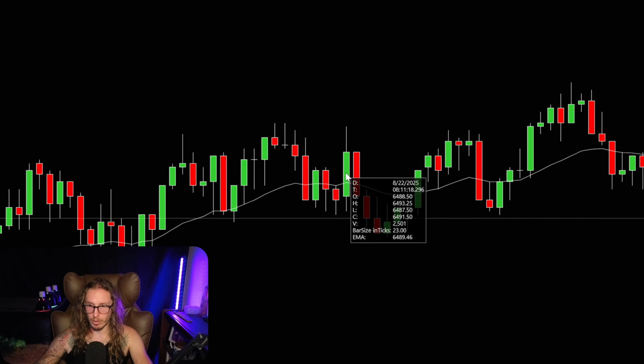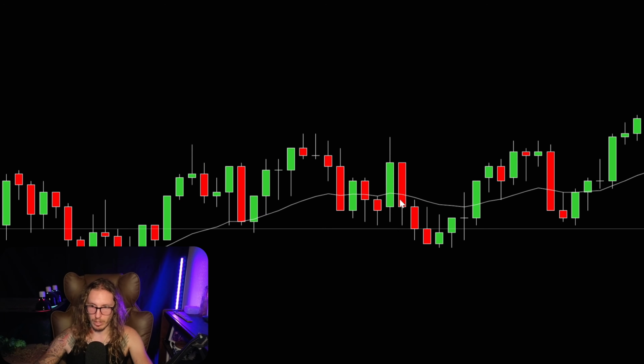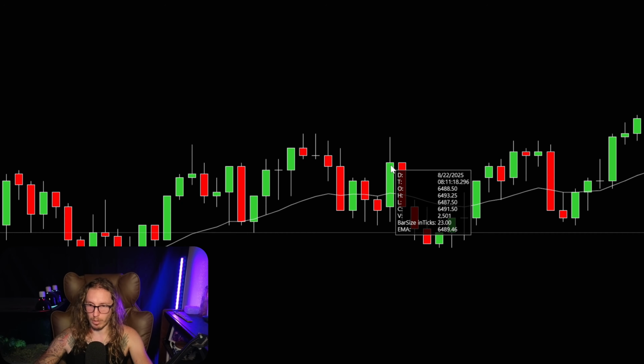So if I hover over this and I middle click on it, you can see some information. So what do you see? You see that this bar was on August 22nd, 2025. It printed at 8:11 and 18 seconds. It shows you the open, high, low, close, and how big the bar was in terms of ticks, which means the high to low, which is a 23 tick bar. It shows you the EMA, which is what's on here, but it also shows you the V, the volume, 2501.